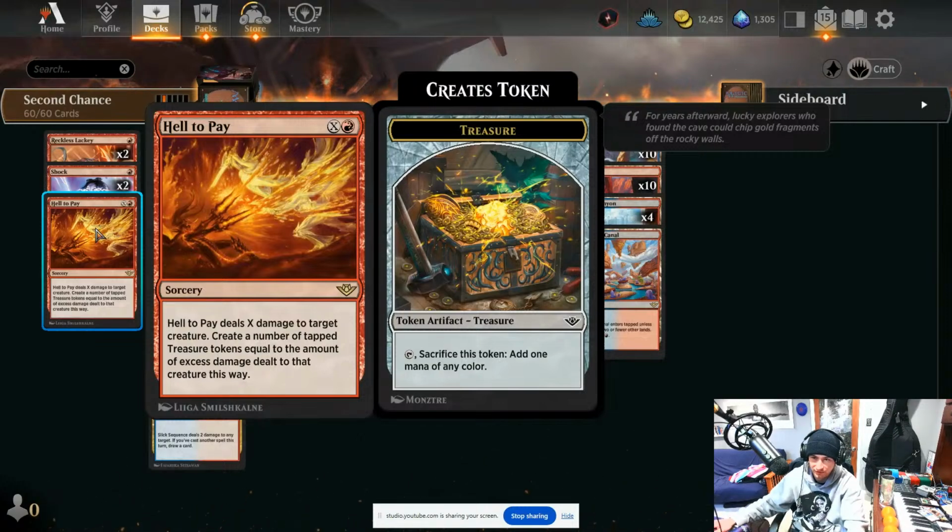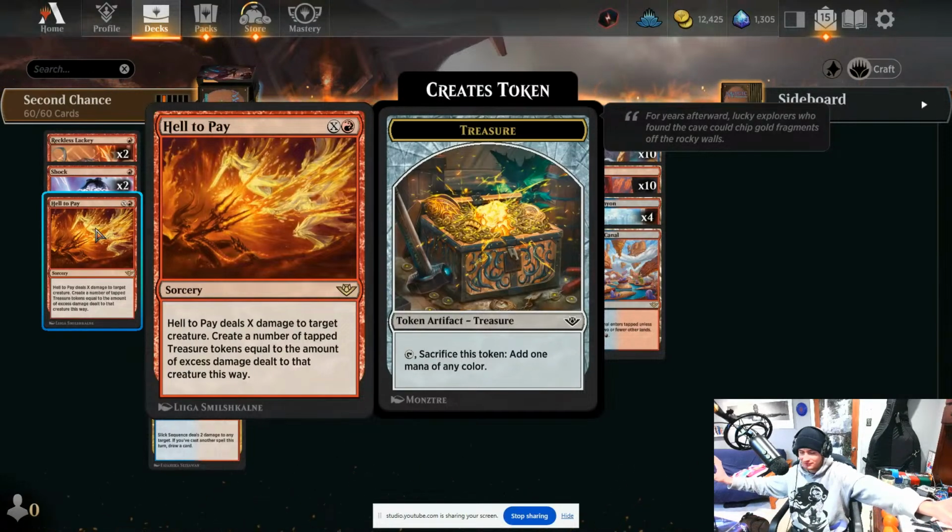Now, the flavor text is this little italicized paragraph to the right next to the treasure token. And this is on the bottom of the card, right above the artist's name. There's a little space in the white box where this flavor text is usually found, and it ties the name and the effect into the set and the world overall. "For years afterward, lucky explorers who found the cave could chip gold fragments off those rocky walls." So you can imagine burning your foes to a cinder, covering every inch of the surfaces with gold. Like, it's amazing imagery.